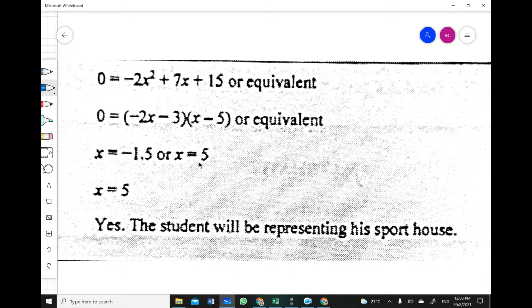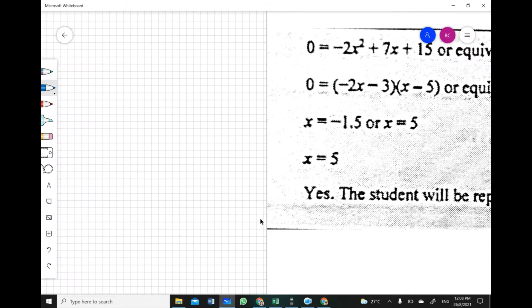You also can get it from using the calculator, isn't it? Then you are going to get the value. So 5 is greater than 4. Yes, the student will be representing his sport house. Okay, so most of you got it right. I think Imran, you got it wrong. Imran, do correction.